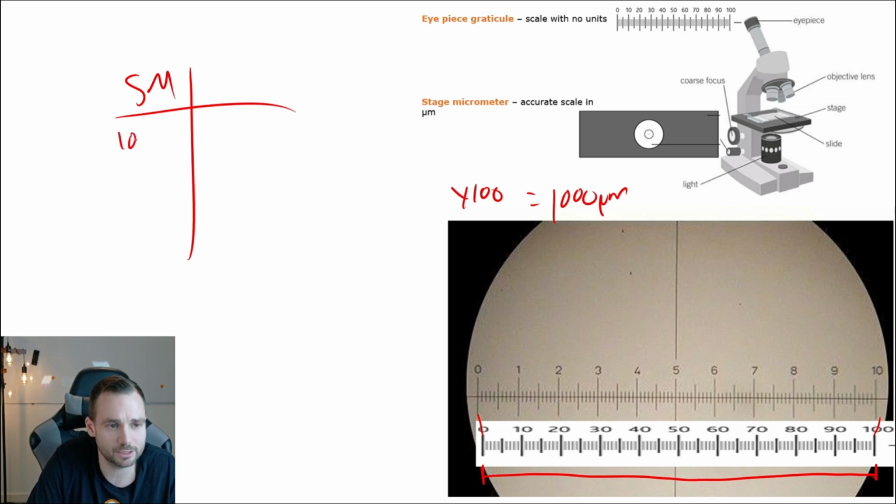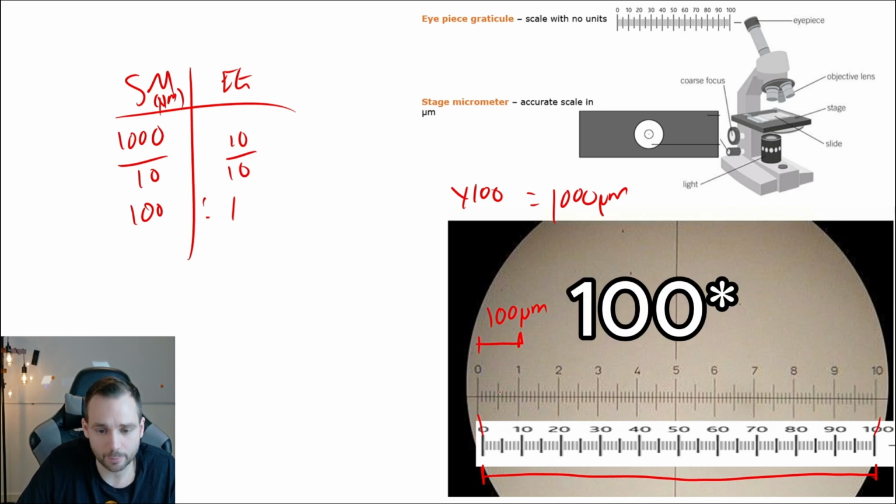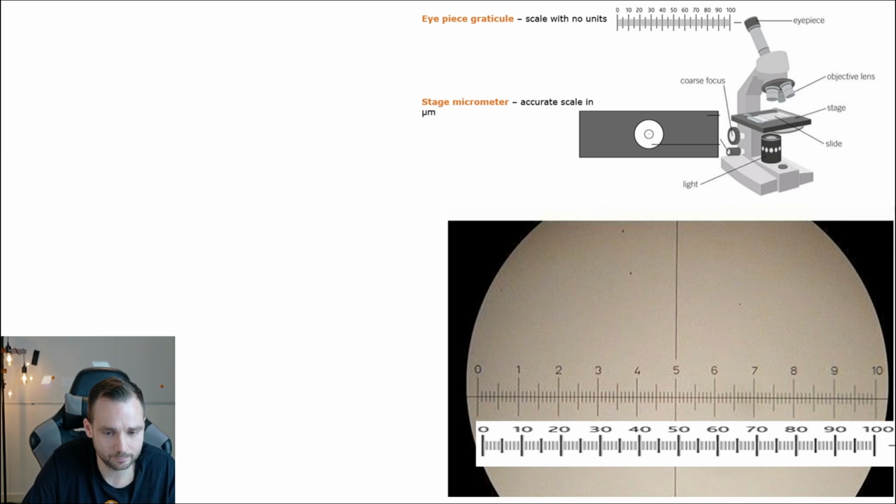So the stage micrometer is 1,000, and the eyepiece graticule is 10. Any number divided by itself is 1. So 1 is equivalent now to 100. So I'm saying the exact same eyepiece graticule hasn't changed. Previously it was 250. Now the same eyepiece graticule is equivalent to 1,000. But as we can see, this doesn't match up perfectly. So we can start again, and we're now going to try and do it a little bit more accurately.